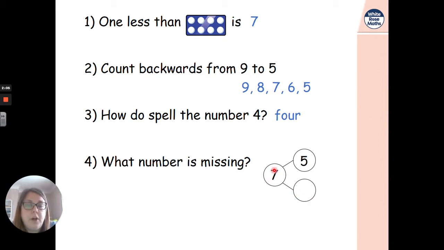So what number is missing from here? So 7 is our whole, 5 is our part. What is our other part? So what goes with 5 to make 7? So we did this, didn't we, last week? This is why it's really important to know our bonds. It is 2. Well done if you got that right.